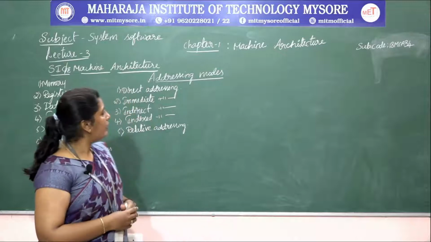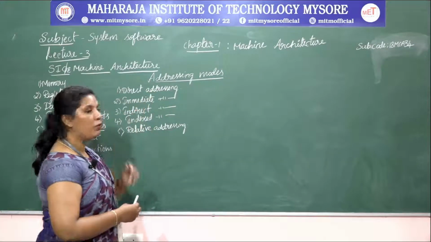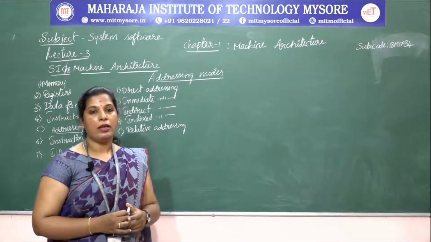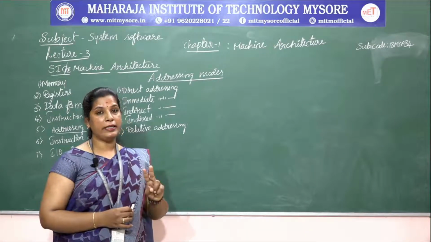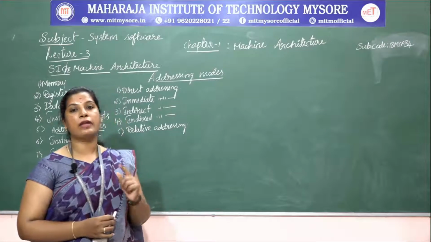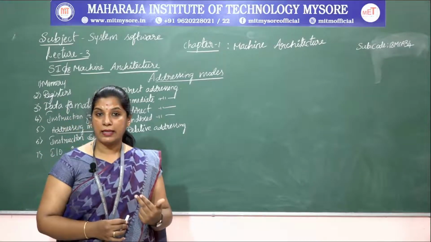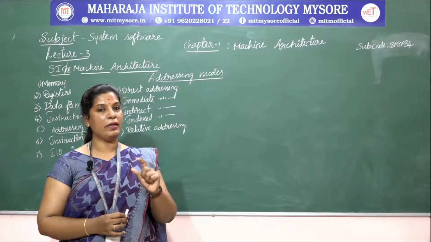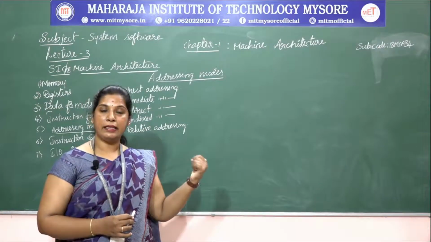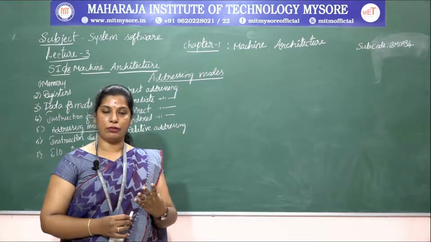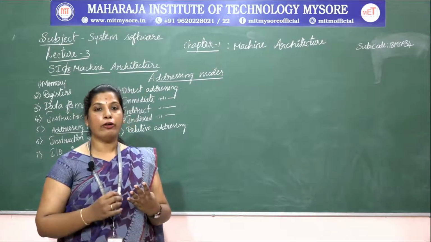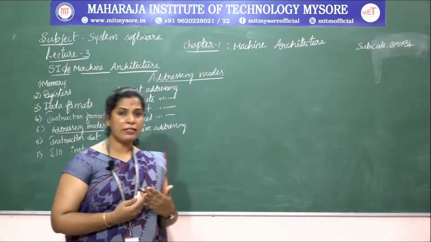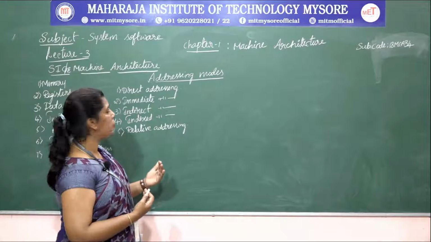So let's see what are the different kinds of addressing modes supported by SIC XC machine architecture. In SIC, it was supporting only 2 addressing modes, that is direct addressing mode and index addressing mode. The instruction format was only the standard instruction format of 3 bytes length. But here, it is providing 4 different kinds of instruction formats, and it also supports different kinds of addressing modes.